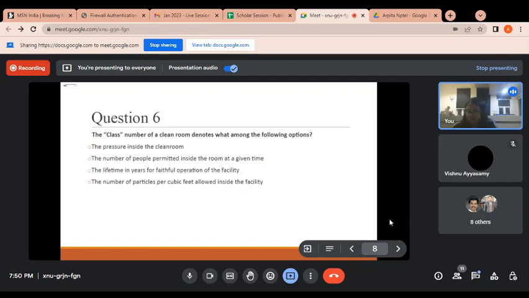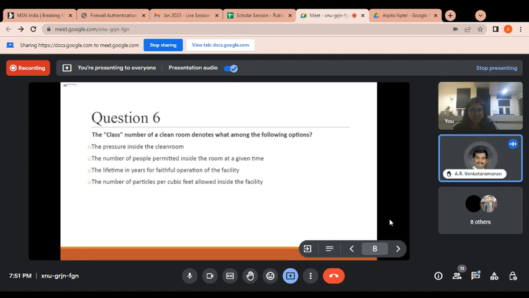A.R. Venkataraman? Yes, ma'am. The number of particles per cubic feet allowed inside the facility, because if you increase the number of people, due to that it will affect it. So the answer is the number of particles per cubic feet allowed inside the facility. Answer D. Okay. So the right option is the number of particles per cubic feet allowed inside the facility.